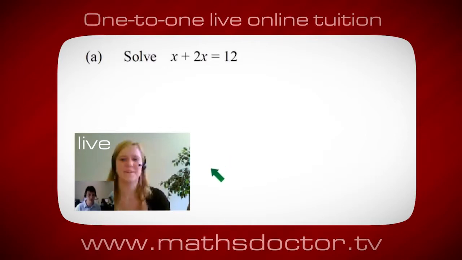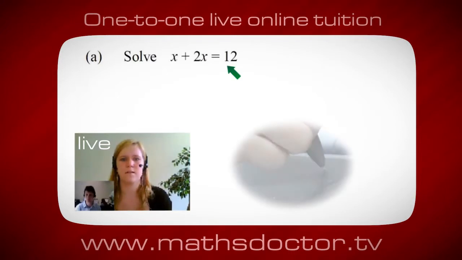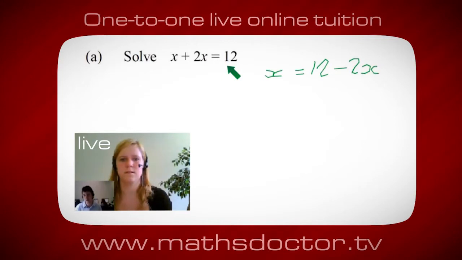So let's have a look at this one. So solve x plus 2x equals 12. So what do you think you do first? Okay, well, I want x on its own, so I would put x equals 12 minus 2x. Okay, so a lot of the time we want to get x by itself, but what we want to do first is get all of these x's together. So can you see anything we can do with this? Get all these together in one place.